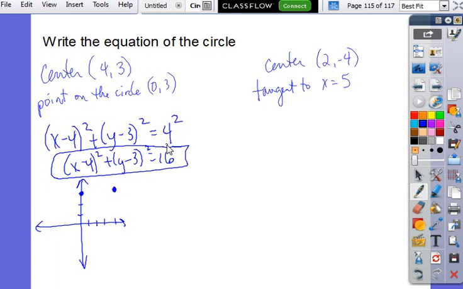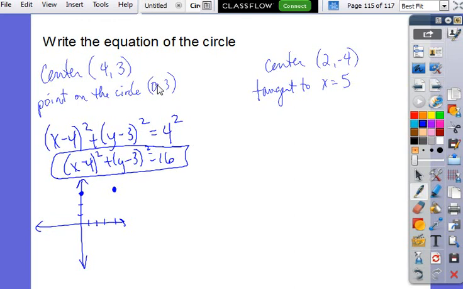Another way of looking at it is if these 2 points match, the y's, the 3 and the 3, then this x change right here is going to tell me how far apart they are. If you ever have 2 parts that match, either the x's or y's, look at the other one and see how far apart. There's your radius. Go to the second one.